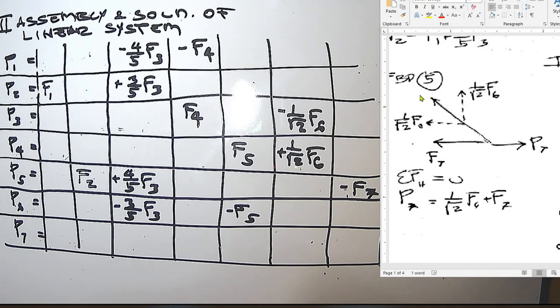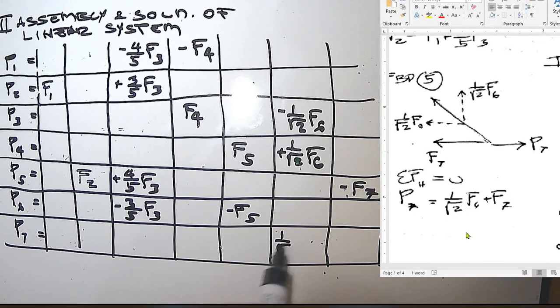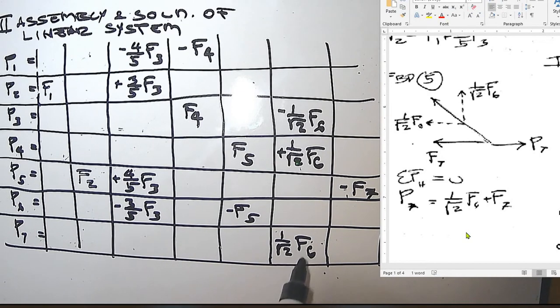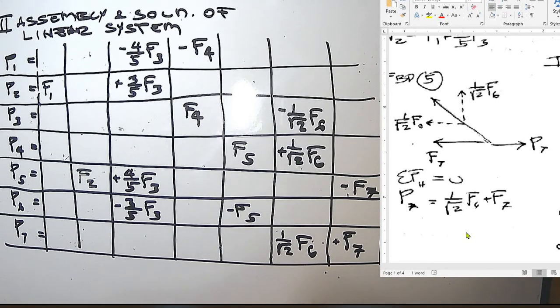Lastly, we have free body at joint 5 for our P7. So P7 is 1 all over square root of 2 times F6 plus F7. Okay? So, yan ang ating matrix. Okay, matrix algebra na tayo ngayon, ha?